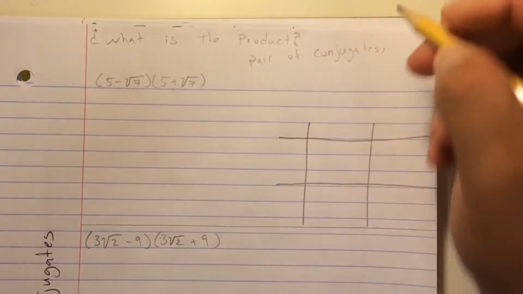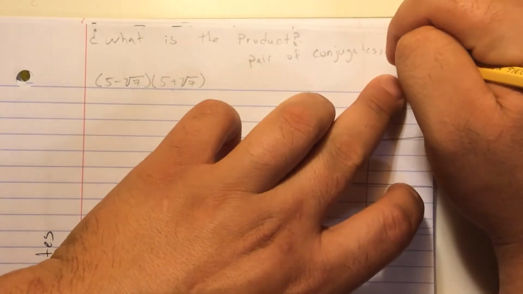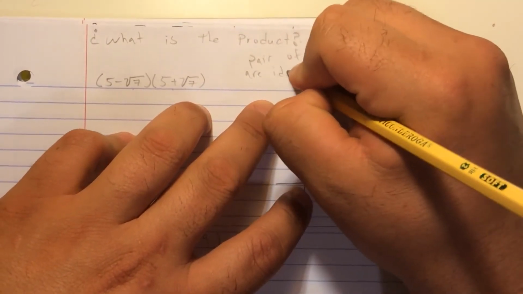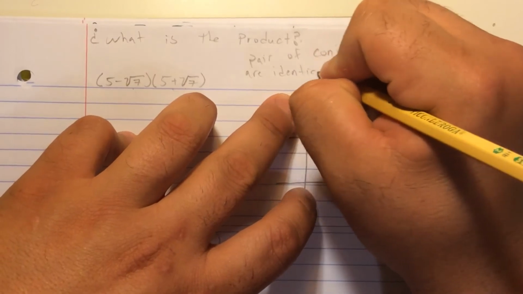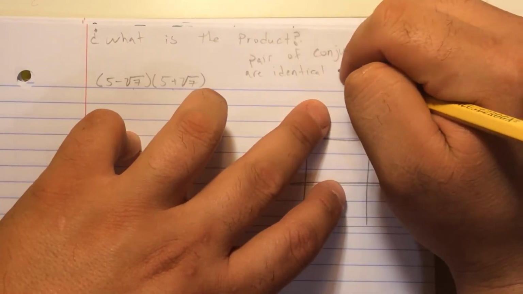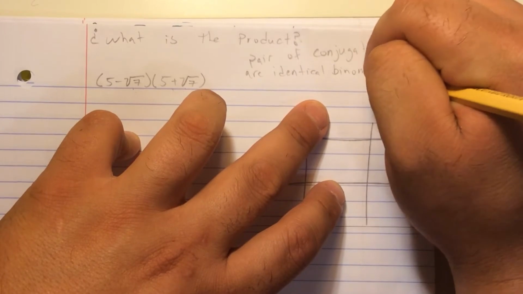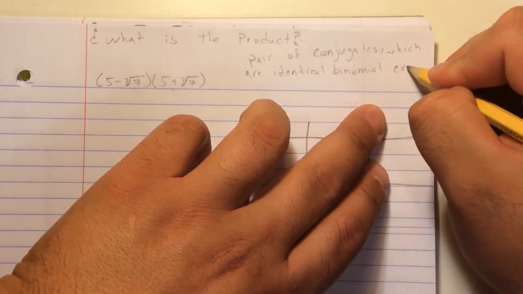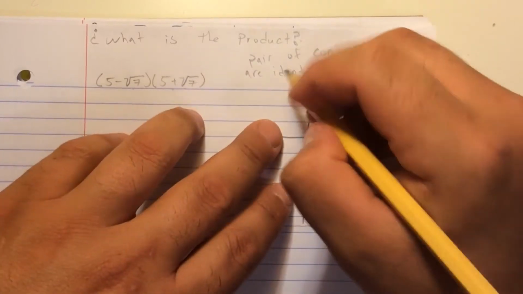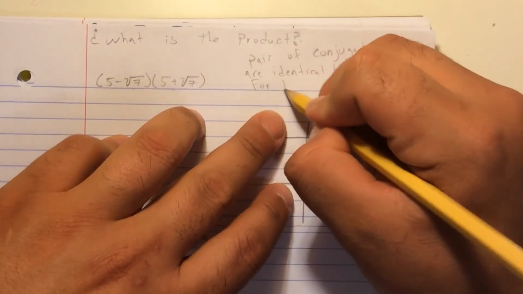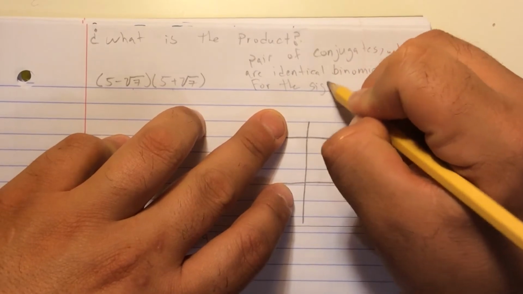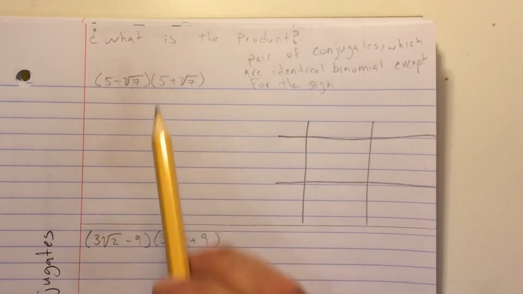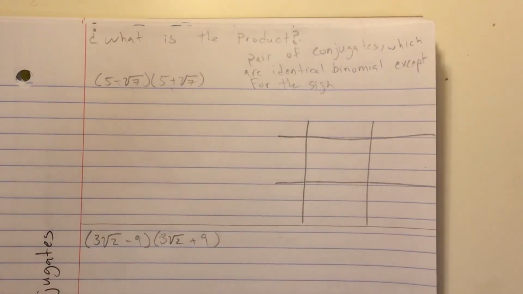conjugates. Which are identical binomials except for the sign. So everything's the same here except for the sign. We have a negative here and a positive here. That shows you that they're conjugates.